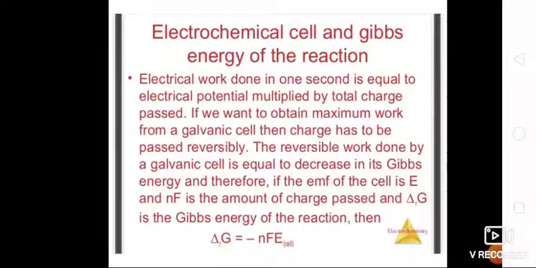An electrochemical cell gives energy of reaction. Electrical work done in 1 second is equal to the electrical potential multiplied by the charge passed. If we want to obtain maximum work from a galvanic cell, then the charge has to be passed reversibly.